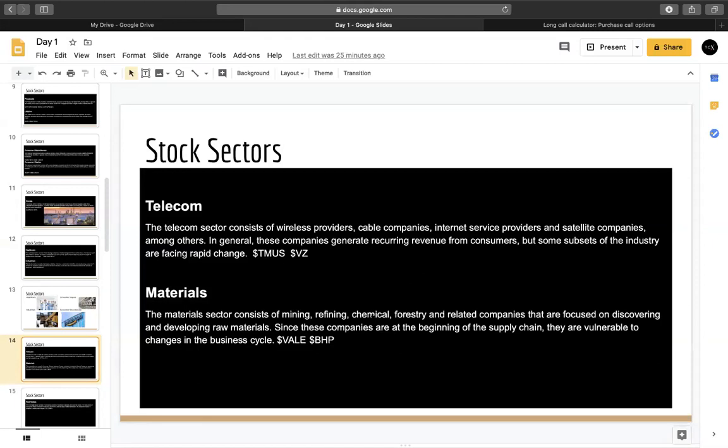Now, I want to talk about this sector real quick. When it comes to the telecom sector, what do you guys think the growth is going to be within the next 5 years?